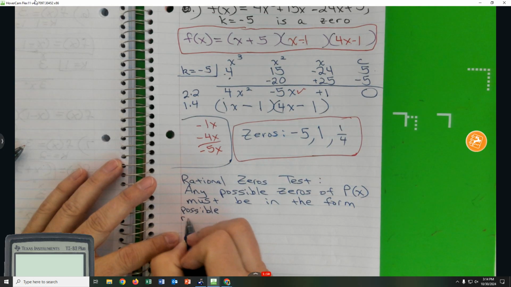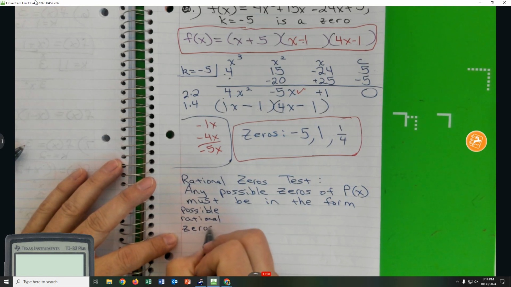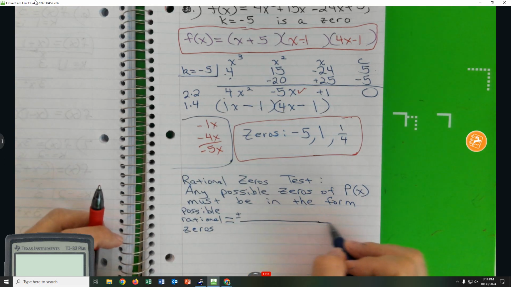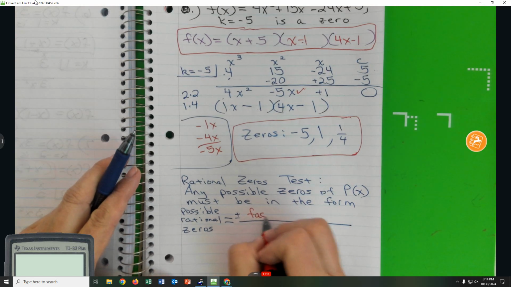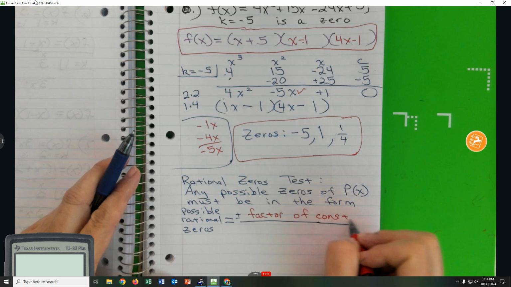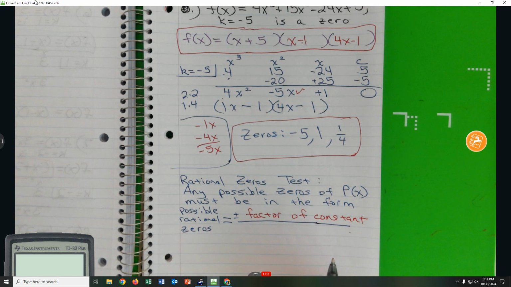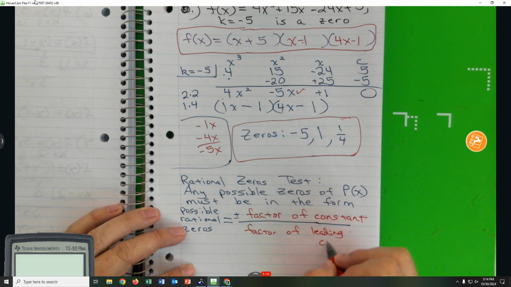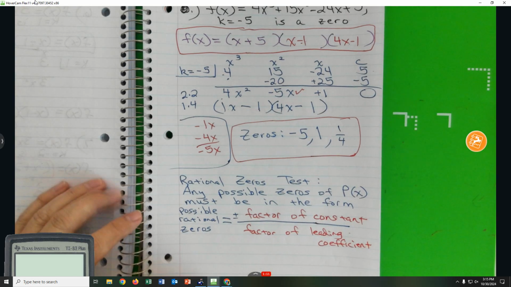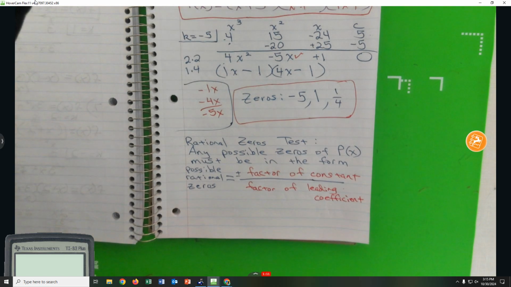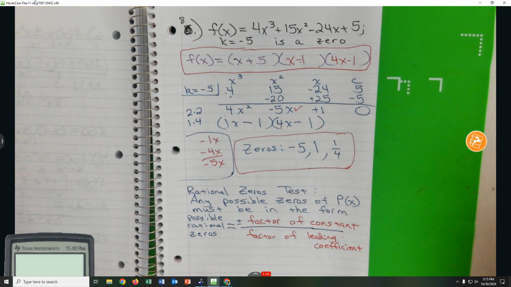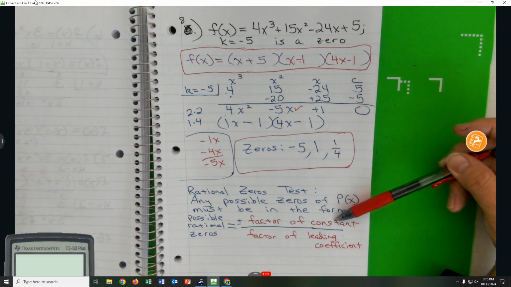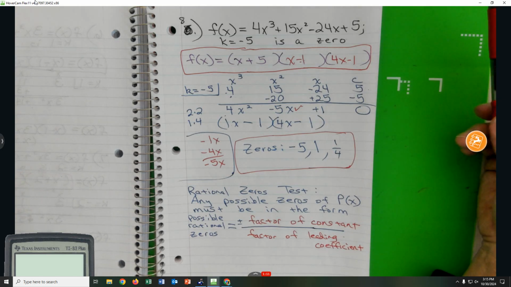possible rational zeros. They have to be in the form. Now, let's see. There's a plus minus on top. That number has to be a factor of the constant. The denominator has to be a factor of the leading coefficient. What the Rational Zeros Theorem does is it gives us a finite list of possible zeros.